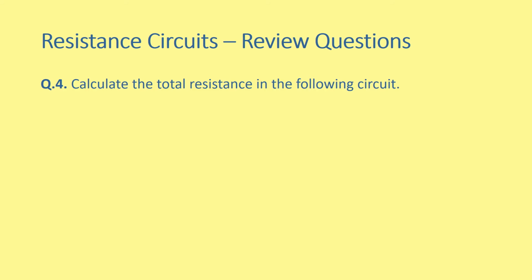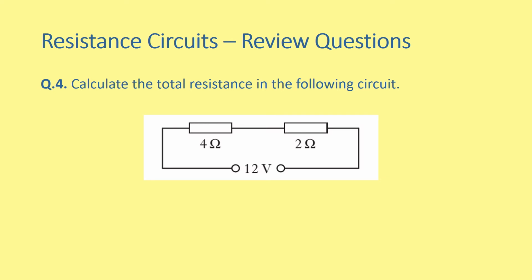Question 4. Calculate the total resistance in the following circuit. It's upside down, but that's still a series circuit. So our total resistance, RT, is equal to R1 plus R2, 4 plus 2, equal to 6 ohms.